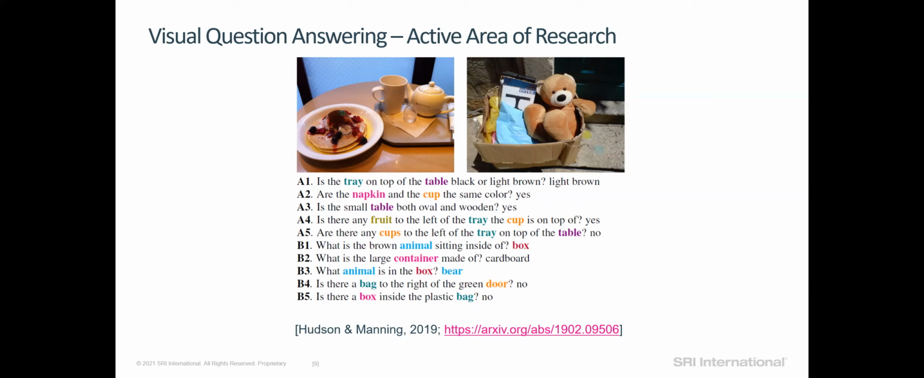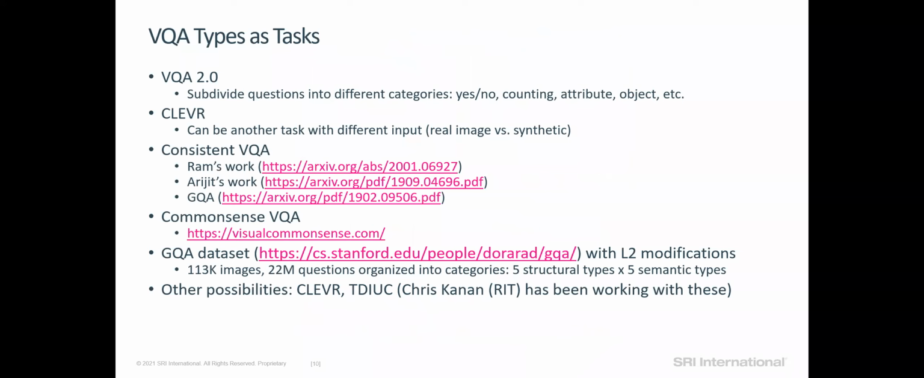So visual question answering is an active area of research. Just to give you some context, in a typical paper from Hudson and Manning, the question is: is the tray on the top of the table black or light brown? And the answer comes back light brown. There are many papers on this, but just to jog your memory. There are various kinds of visual question answering. One is to subdivide the questions into different categories. It can be another task with different input, real image versus synthetic.